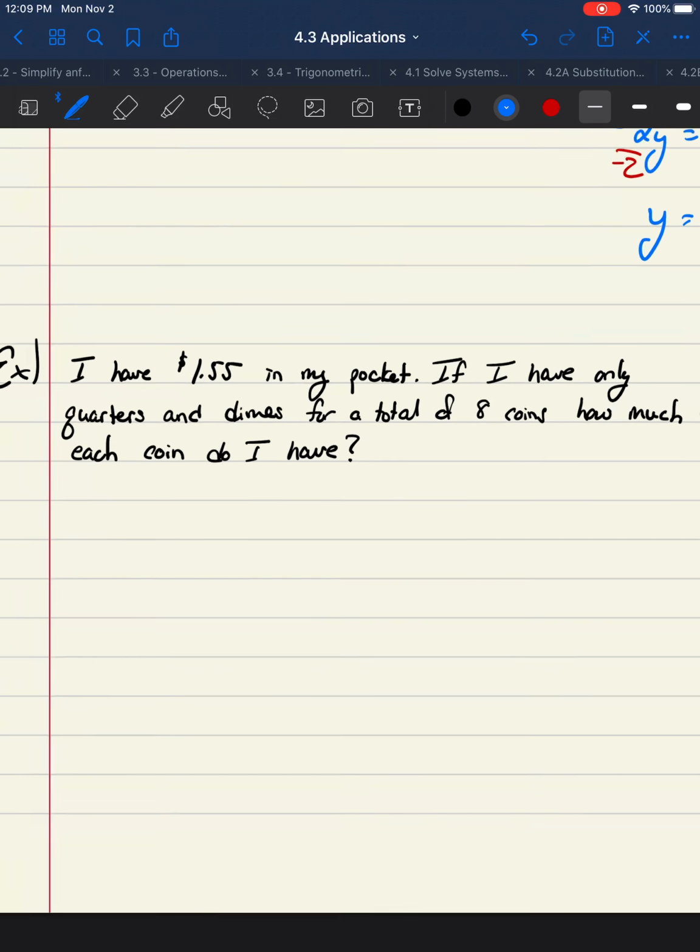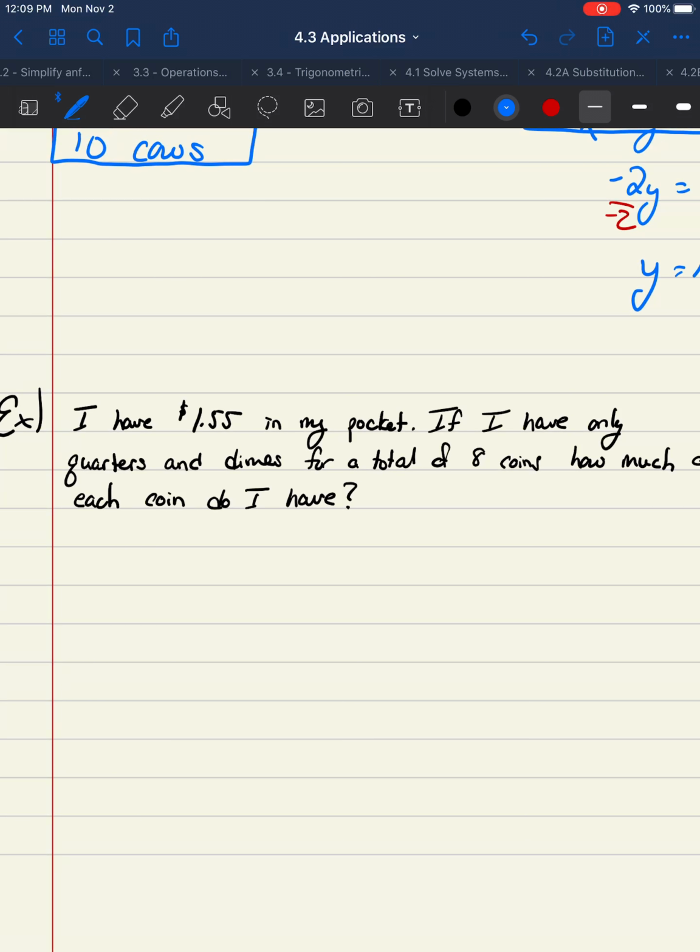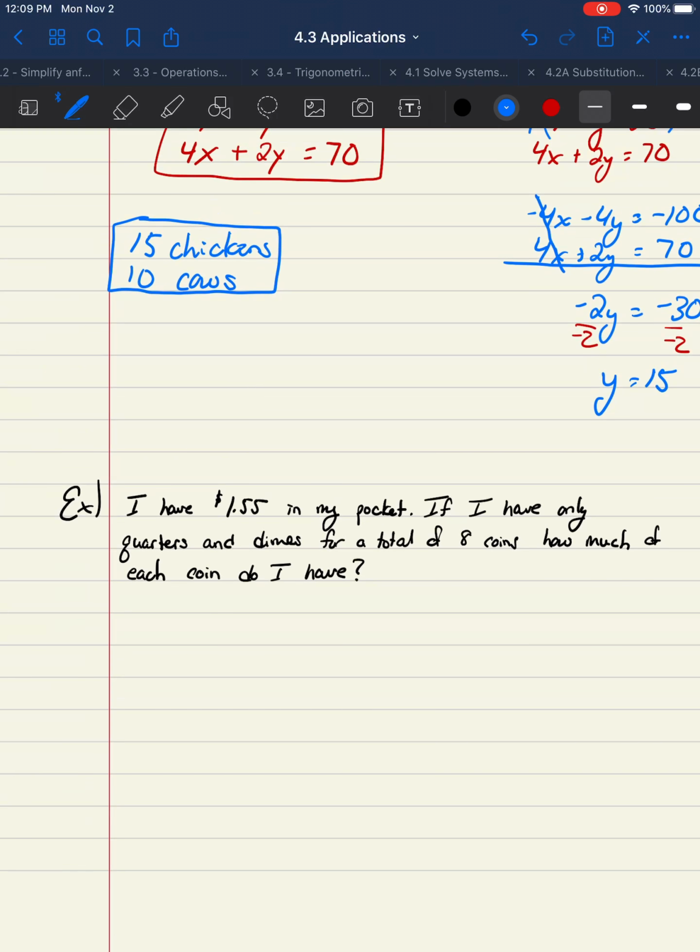I have $1.55 in my pocket. If I have only quarters and dimes for a total of 8 coins, how much of each coin do I have? All right, well, first, let's decide what our variables are going to be. I'm dealing with quarters and dimes. If you want to use X and Y, that's fine. A lot of students use Q and D. Q for quarters, D for dimes. Again, you are more than welcome to use X and Y.